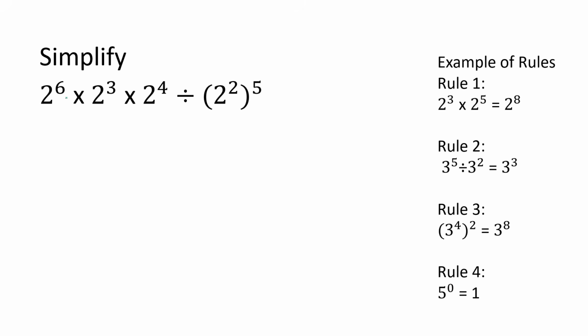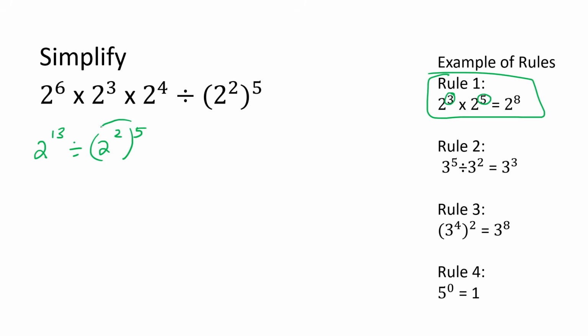Here's our last example. Immediately, you could take these two together, or you could take all 3 of these together if you want to. I'm going to take all 3 together. We know that when these are all the same and you're multiplying, that is rule number 1. So with rule number 1, you keep it as a 2, and then what do you do with these numbers? You add them. So what is 6 plus 3 plus 4? That is 13. And then divide, and then let's just write this down.